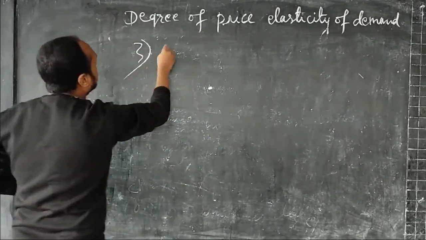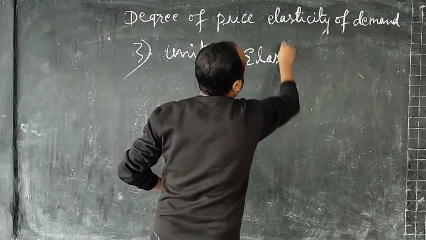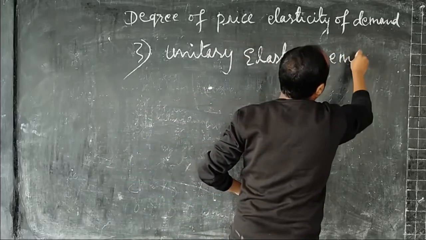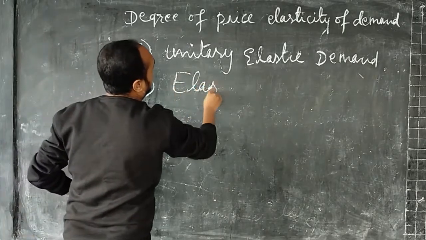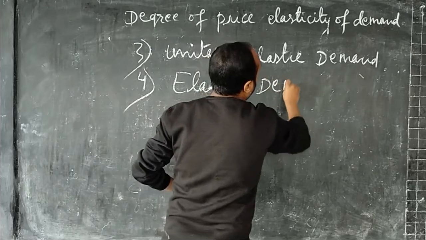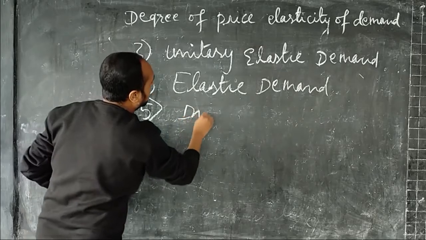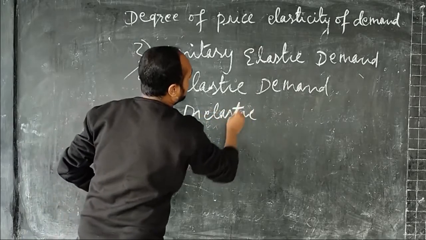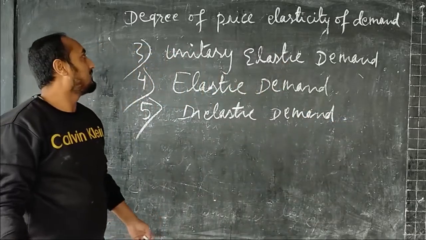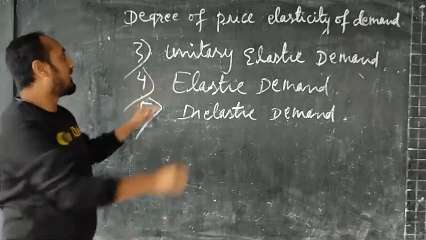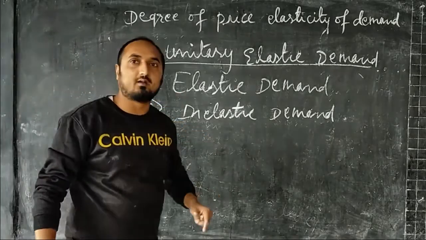So point number 3 we have unitary elastic demand, number 4 we have elastic demand, and number 5 we have inelastic demand. Now I will explain the definition of unitary elastic demand first, then we will move to the elastic demand and inelastic demand.